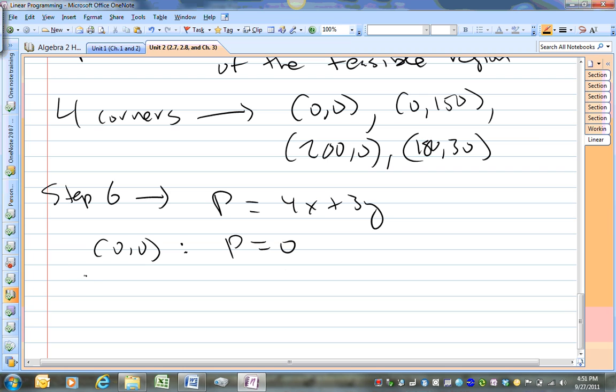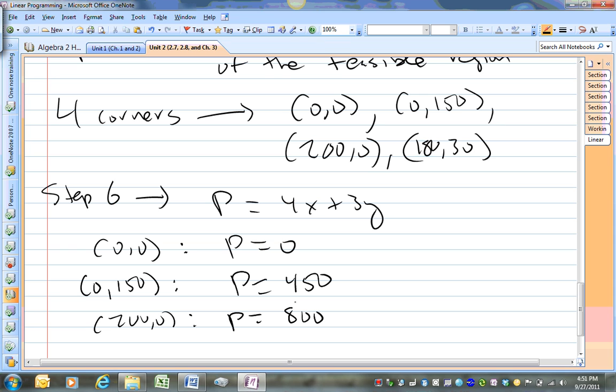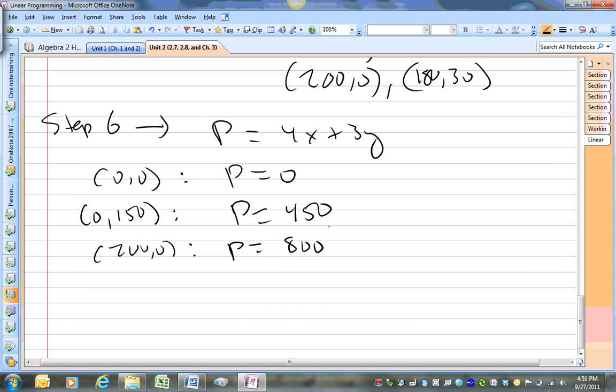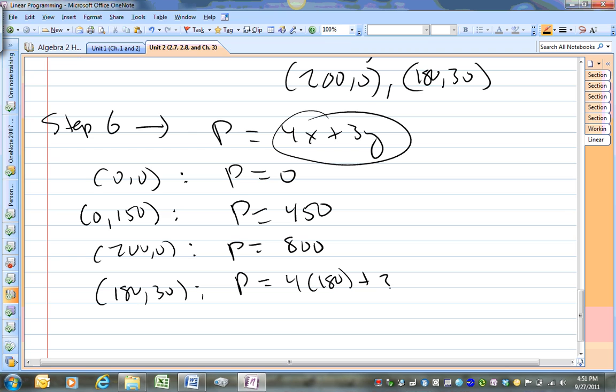If I try 0, 150, that profit will be 450. If I plug in 200, 0, that profit will be 800 bucks. And remember, I'm just plugging into this expression right here. And if I put in 180, 30, 4 times 180 plus 3 times 30, that actually gets us 810.